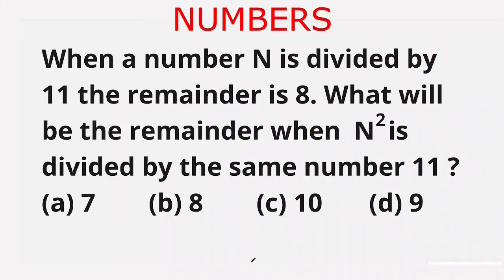Our question is, when a number n is divided by 11, the remainder is 8. What will be the remainder when n square is divided by the same number 11? The given options are option A 7, option B 8, option C 10, option D 9.